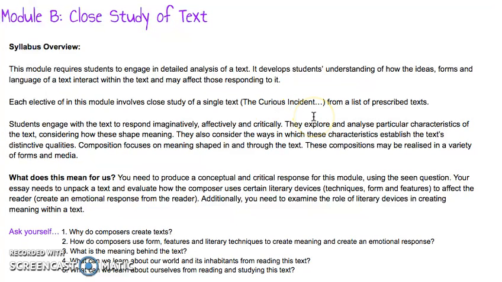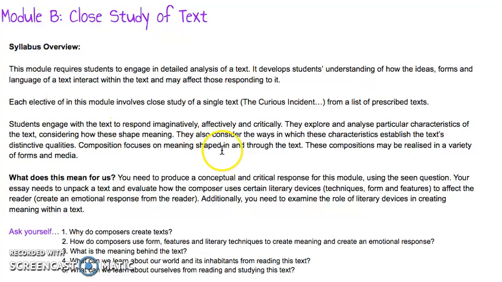You explore and analyze particular characteristics of the text, considering how these shape meaning. You also consider the ways in which these characteristics establish the text's distinctive qualities. Now we know that this particular text is very distinctive in how it is formatted, how it's laid out, and how it is brought to the reader. Very different from your normal narrative style. And that goes again hand in hand with the composer's main message, which we know centers around this notion of difference.